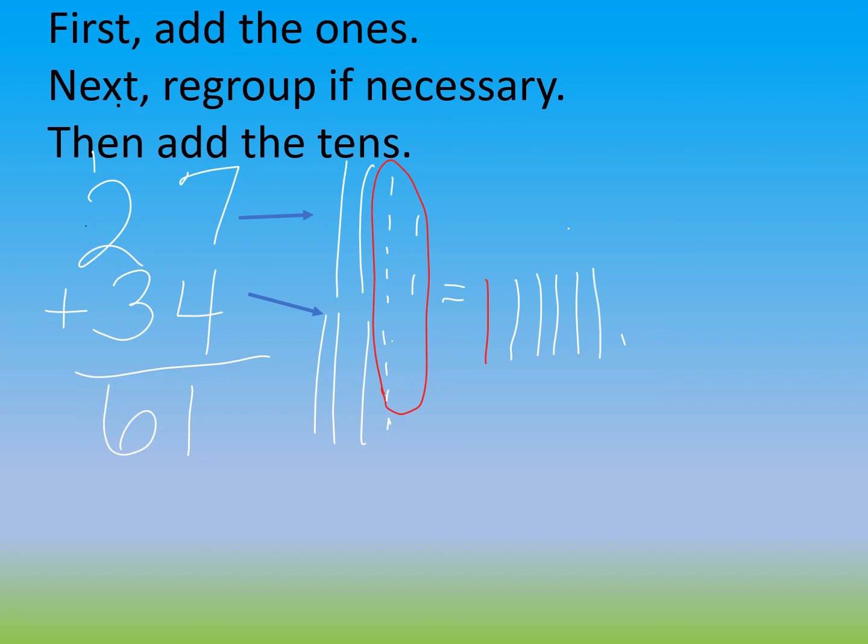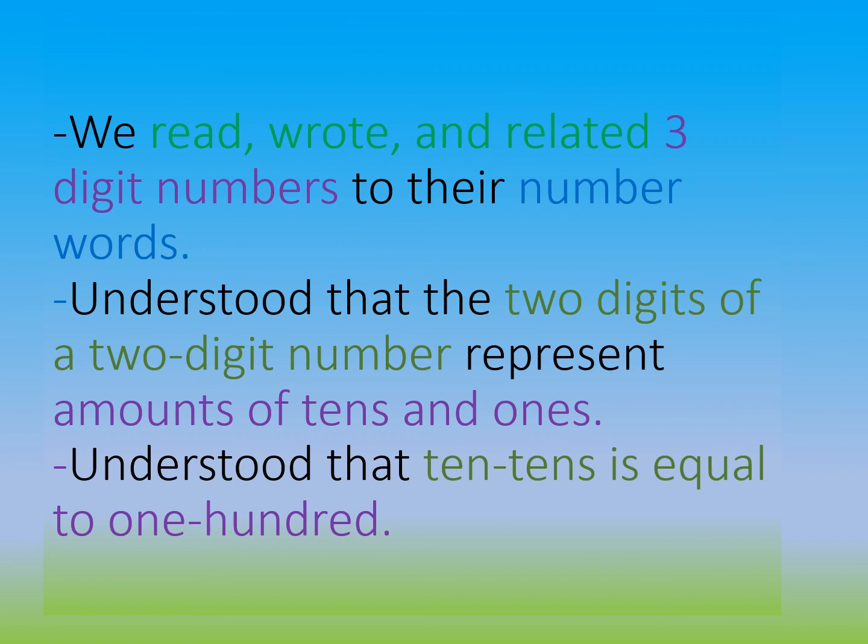Wasn't that fun? Wow, you guys are getting smart. Awesome job. We read, wrote, and related 3-digit numbers to their words. We understood that the 2 digits of 2-digit numbers represent amounts of tens and ones. We understood that 10 tens equals 100.